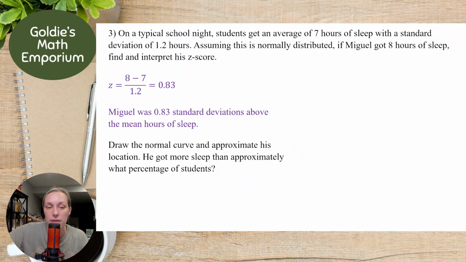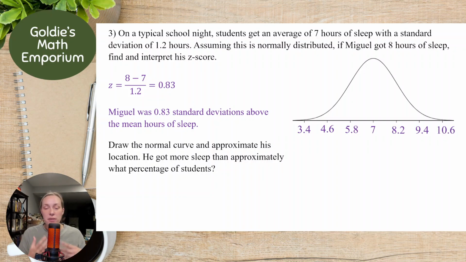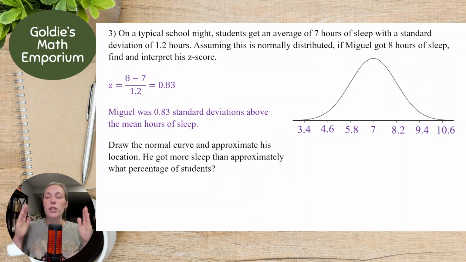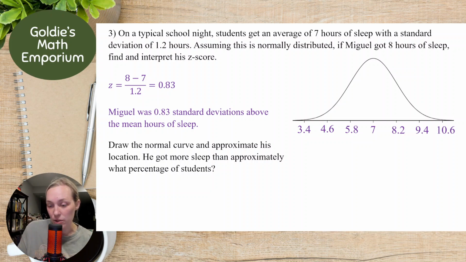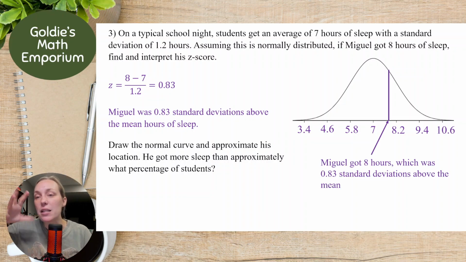percent of students? Okay. Well, we've done these problems before where we draw the normal curve. Remember, we center the mean in the middle. So we got 7 hours right in the middle. And we go out 1, 2, and 3 standard deviations out on either side. So we've drawn distributions like this before. Now, where does Miguel fall? Well, he was 0.83 standard deviations above the mean at 8 hours of sleep. So where is 8 hours of sleep? That's about right there, right? 8 hours, 0.83.